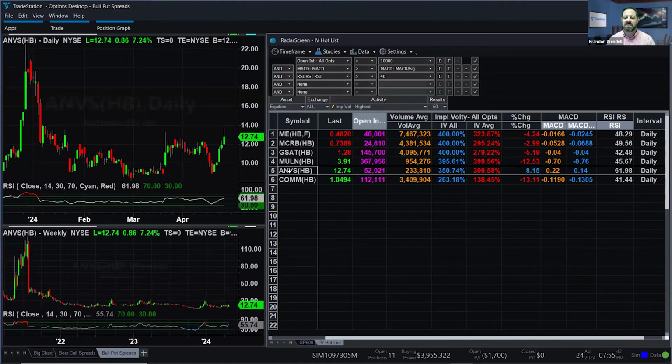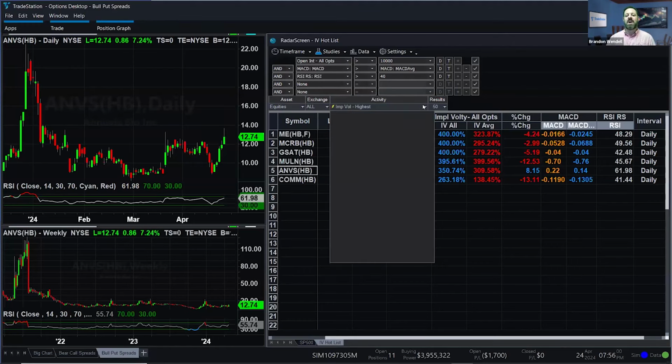ANVS, let's take a look. Bullish stock volatility is at 350% versus 309 for the average. So very, very high. And unfortunately, it's already run up quite a bit. So I may not want to trade that one. Again, these are the highest implied volatility. There are other hot lists that you can explore and add to.